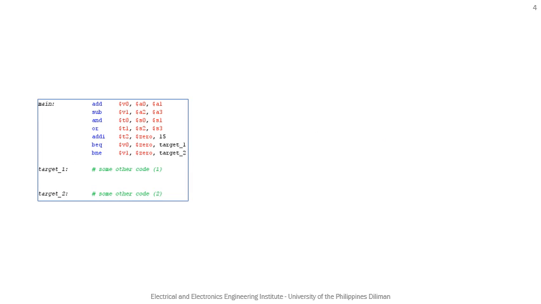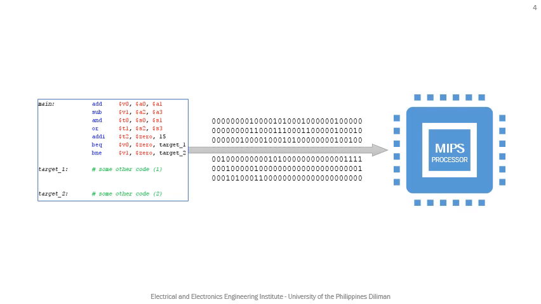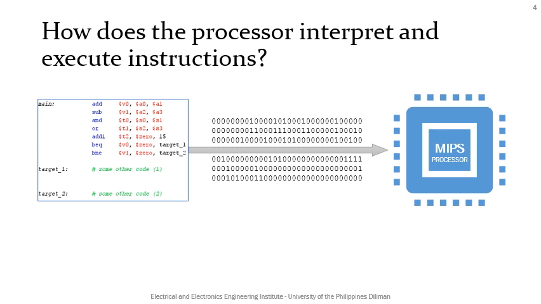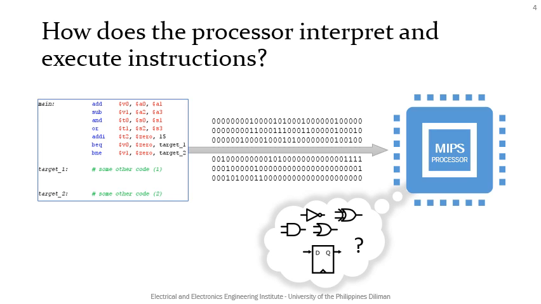By now, you should already know how to write MIPS assembly programs and how the instructions are encoded in machine language that are understood and performed by the processor. But now we'll try to answer how does the processor interpret and execute these instructions. Specifically, how does the processor do this at a hardware level?